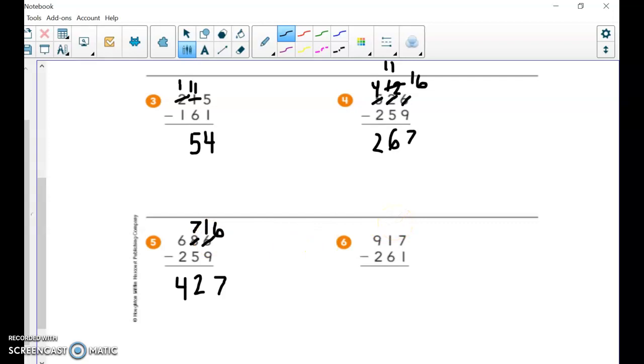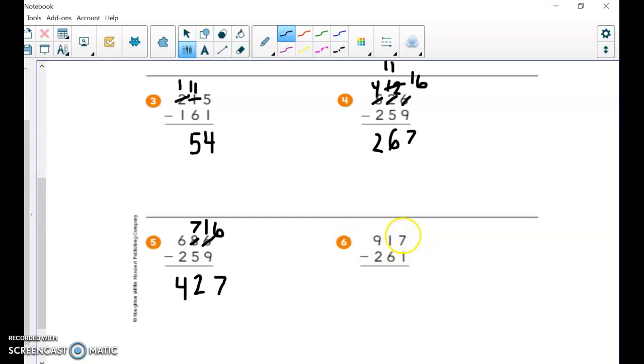This is similar to things that we've been doing with our hundreds and our thousands, except for now we just have to pay close attention to if we really do have to ungroup or if we can just subtract right away. Let's go on to number 6.